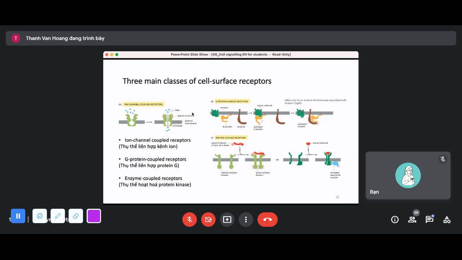So the second part is the G protein coupled receptor. We will go into detail on this receptor. And the third part, the enzyme coupled receptor, we'll also talk about in detail in the later part.